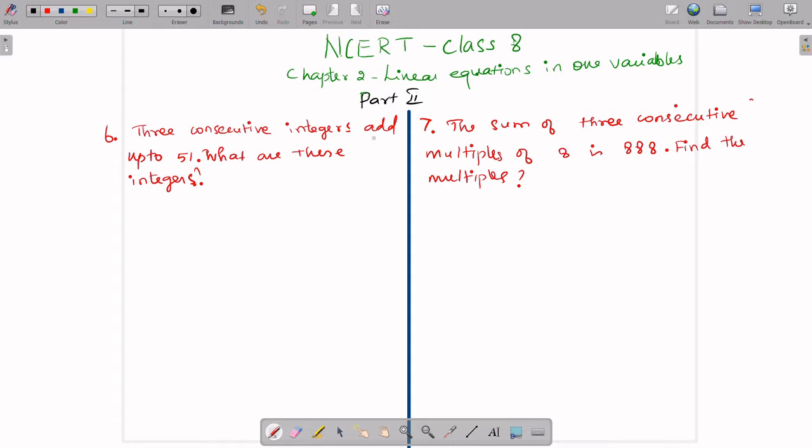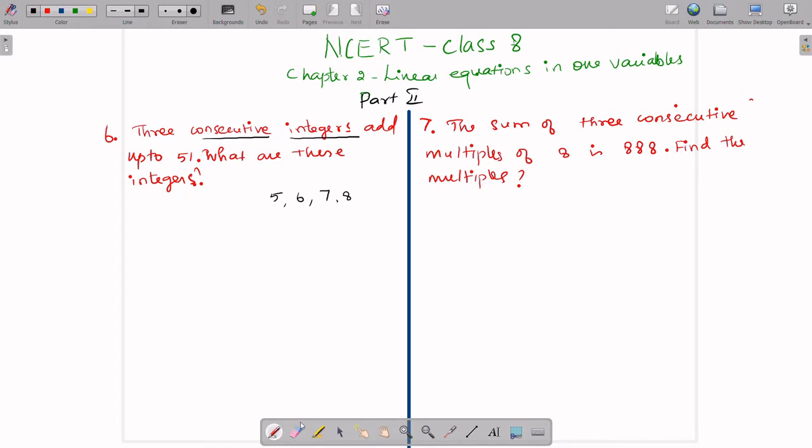Three consecutive integers add up to 51. What are these integers? What do you mean by consecutive integers? Consecutive integers are the next numbers. For example, if we start with 5, the consecutive numbers are 6 and then 7, then 8, like that. So we have to take only 3 consecutive integers that add up to 51, and we have to find those integers.